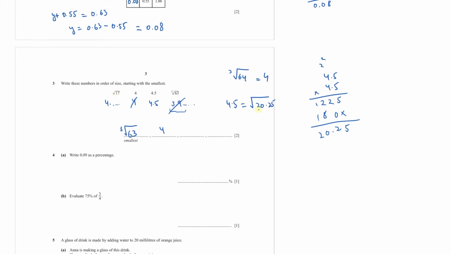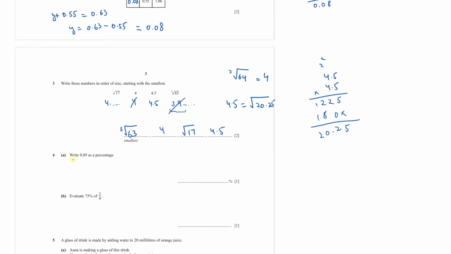So definitely under root 20.25 is largest and under root 17 is smaller than under root 20.25. So under root 17 will be the next number and the largest number here is this 4.5. You have to make sure you write in the same form that is originally given. So I'm not writing under root 20.25 here. I will write 4.5, which was given in the question. So this is how you will arrange them from smallest to largest.